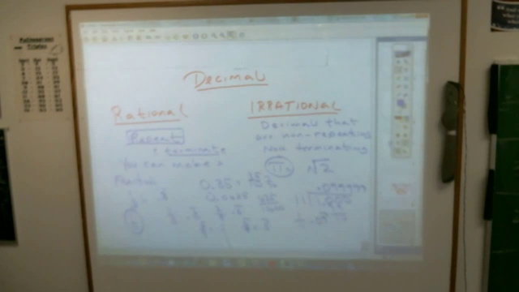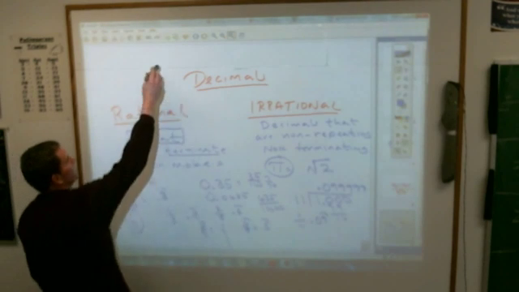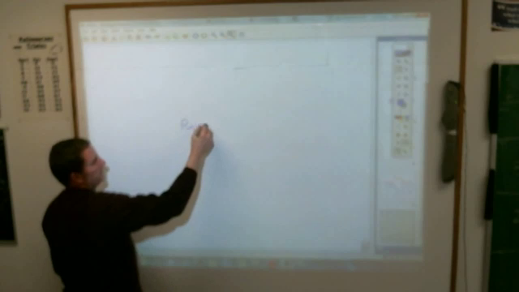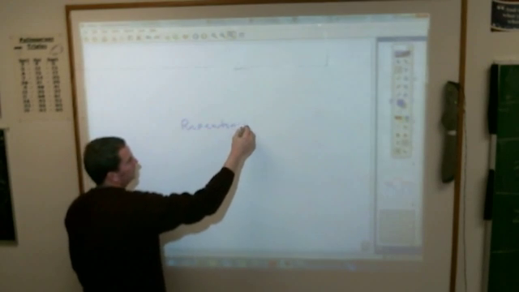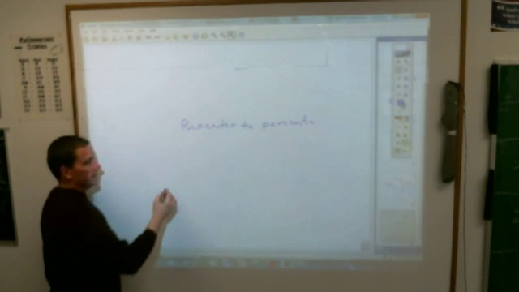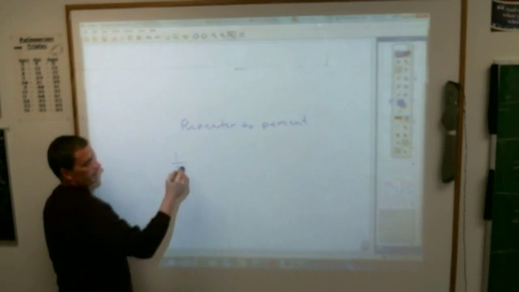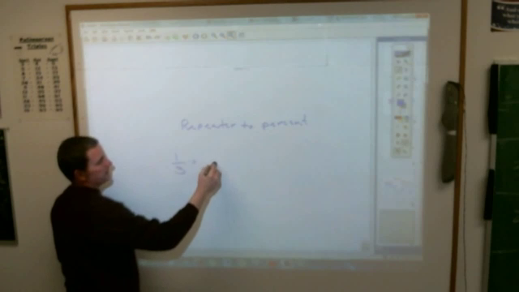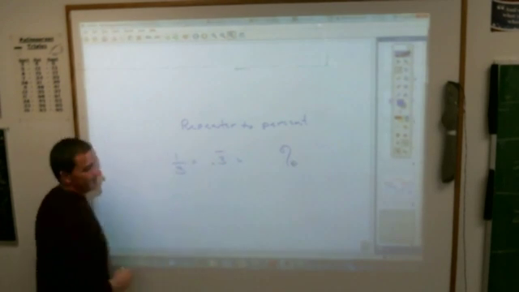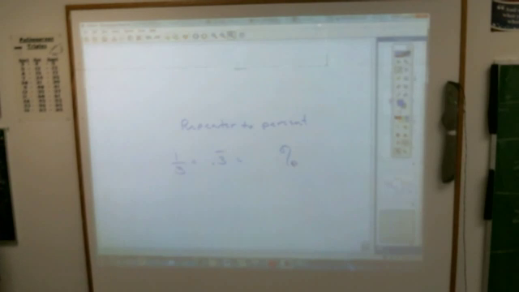Okay. Now, here comes the part that most people struggle with. All repeaters you can also make percents out of. For example, let's do this. Repeaters to percents, because people get a little wigged out and confused on this. If I have 1/3 as a fraction and 0.3 as a repeater, what percent is that?